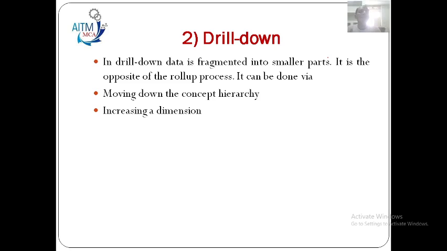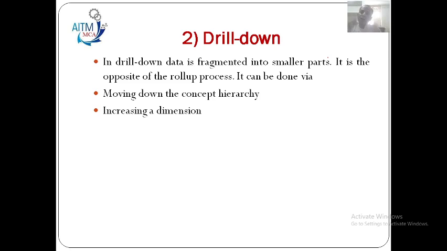Drill down: data is fragmented into smaller parts. Here we reduced cities into countries. So we rolled up cities into countries. The first two cities belong to one country, so I combined the data of those two cities and made one value, that is USA. And Perth and Sydney, I combined those two cities' values and made the Australia value for the Australia country. Like this I rolled up. Exactly here we are doing the reverse.